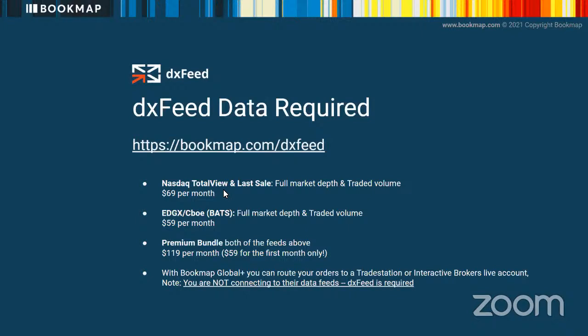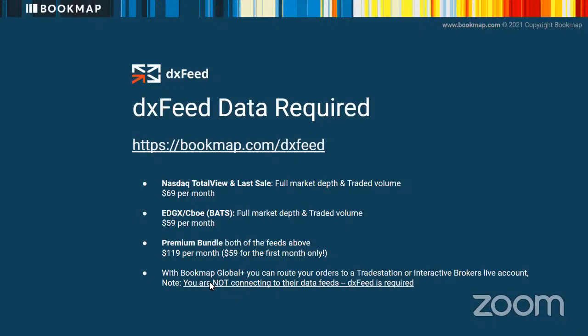It's DXFeed that is offering this for US equities. NASDAQ TotalView and last sale is $69 a month. EDGX, CBOE, and BATS is $59 a month. You can get either or. These are ECNs, or you can get the premium bundle, which is both of these together. It's $119 per month. It's $59 for the first month only, though. So you can try it out for $59 and see if you like it, and you can try one of the other packages.